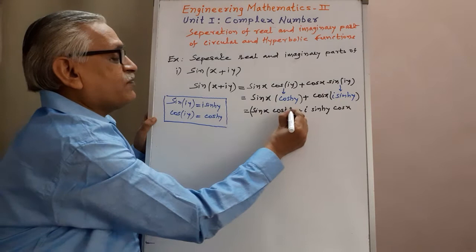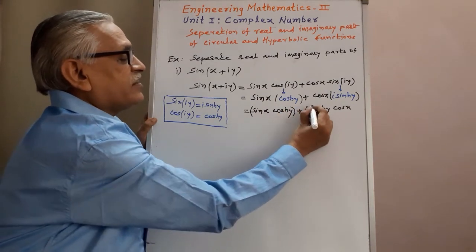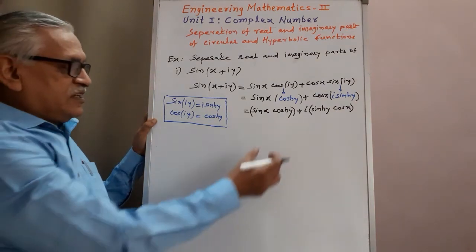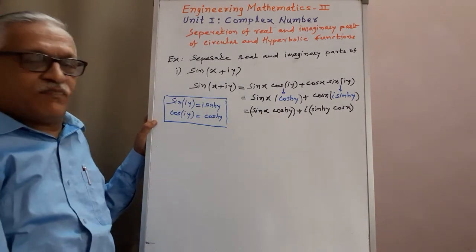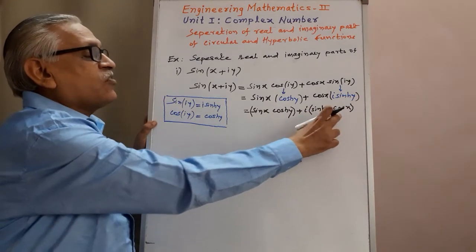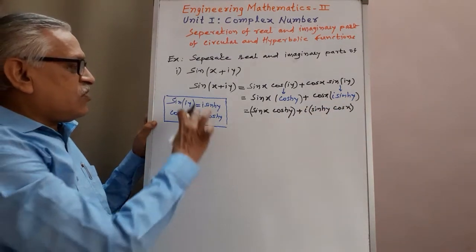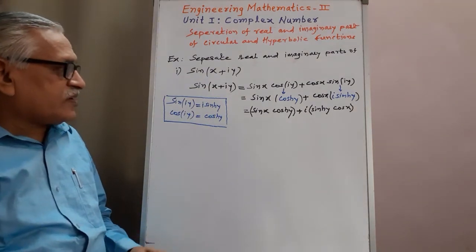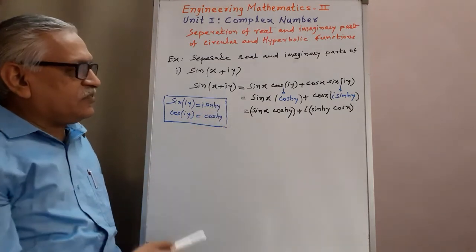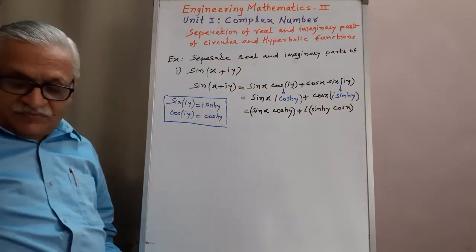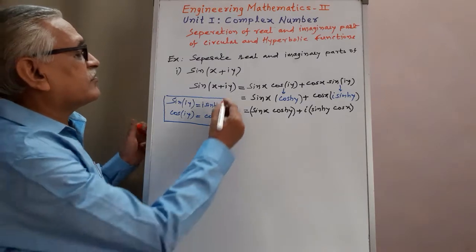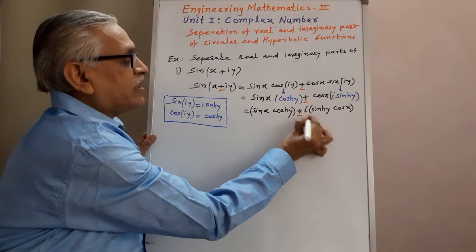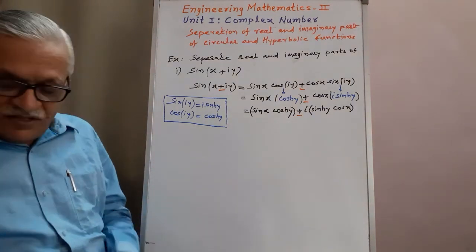Therefore, the first part is the real part and the second part is the imaginary part. This is the separation. Sin x cosh y is the real part and sinh y cos x is the imaginary part of that function sine of x plus iy. If here we have minus, we get minus, minus, minus here. Okay. Another example.